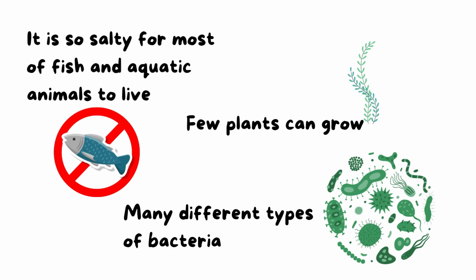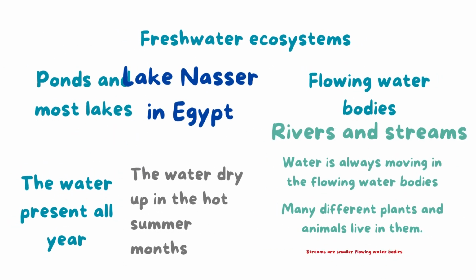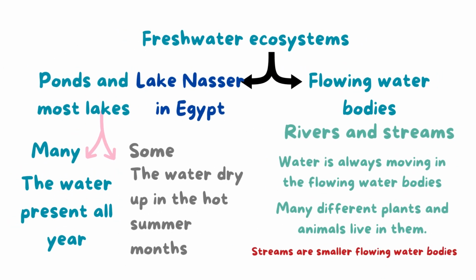Okay? Now we will talk about the freshwater ecosystems, and we will divide them into ponds and most lakes, as most lakes contain fresh water, as we know, and the second part, which is the flowing water bodies. First, we will talk about the ponds and most lakes. We have an example, Lake Nasser in Egypt.